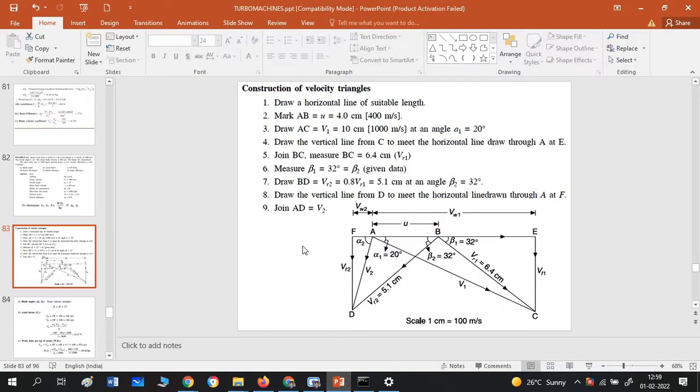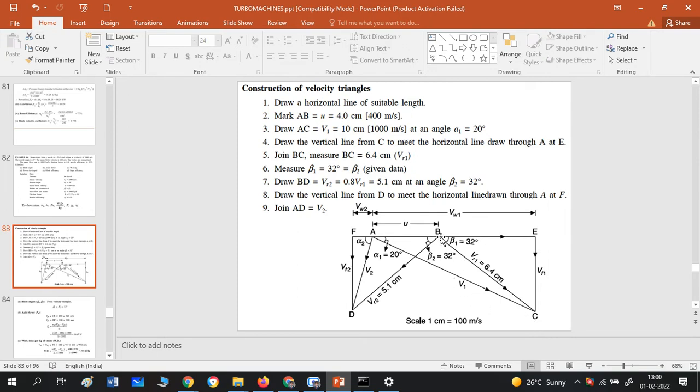Yeah, here you can see now. Now I have completed V1 and U. Once U and V1 are known, it is very simple for us, because from point A, I can draw one more line, V2, up to D, so that I will get alpha 2 and V2. That also I can do. And point B is also known.